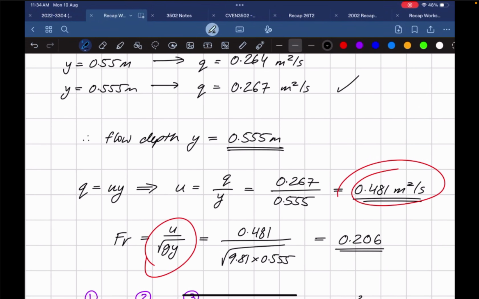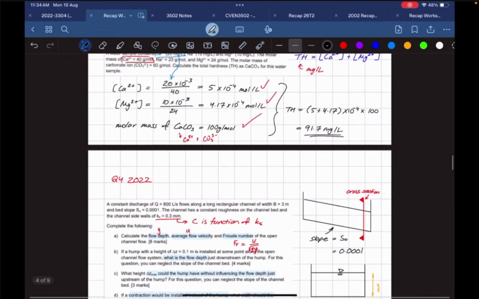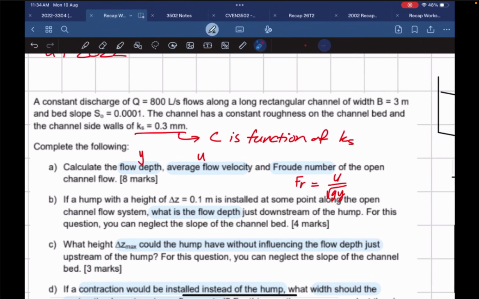Was it just asking us for the Froude number? Yes. So that's part A done. 8 marks, easy.